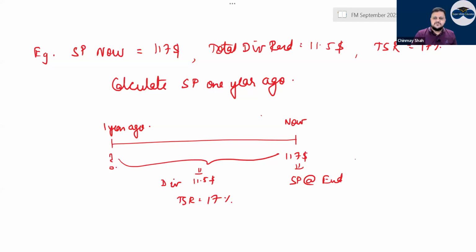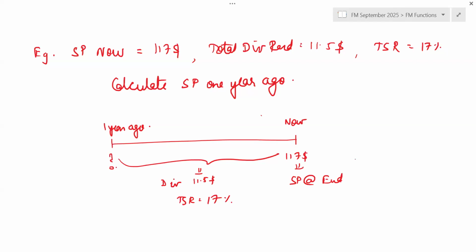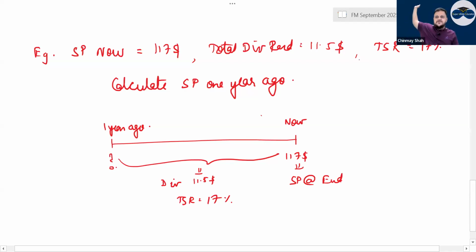Make sense? Pranav, what do you think? Sir, now the current share price is what I need to find from 1 year ago. 1 year ago means at the beginning of the year. Now you are standing at the end of the year. Correct? So this share price at the beginning is something that you don't know. Consider it as X. Correct?